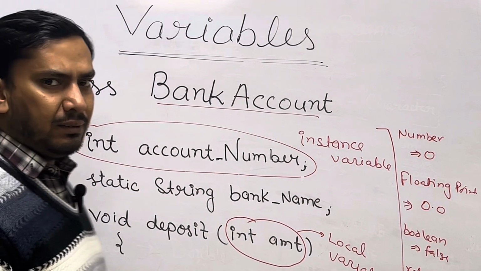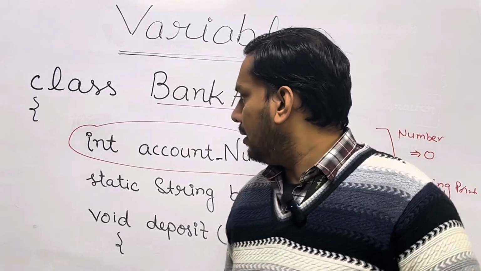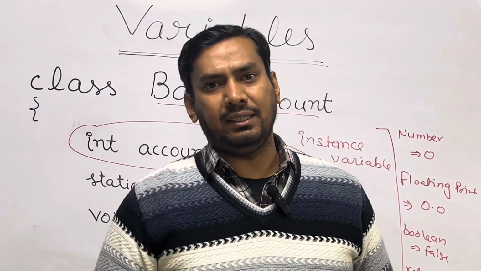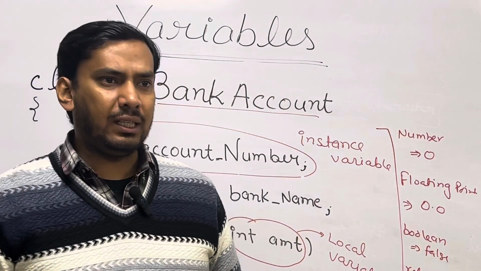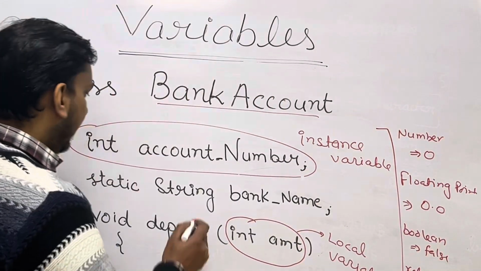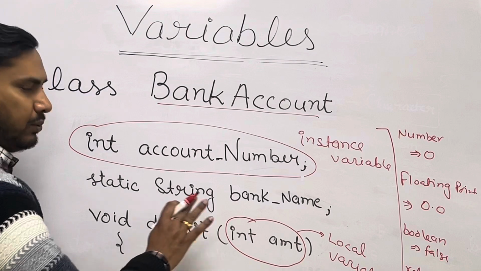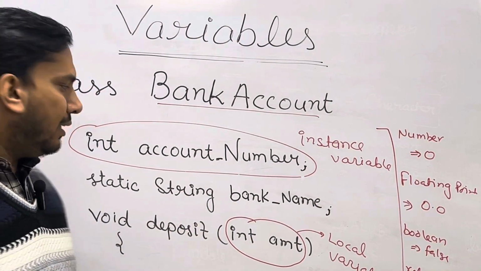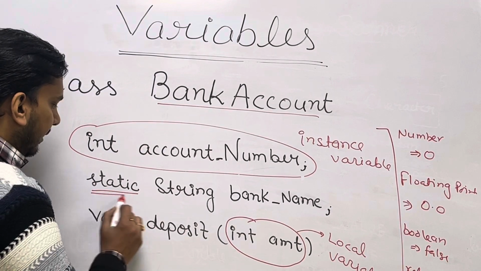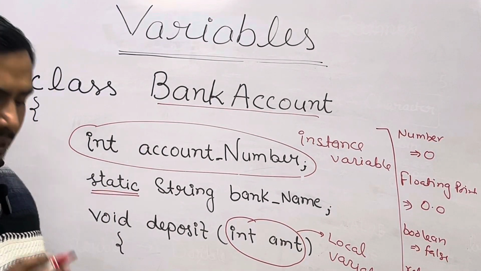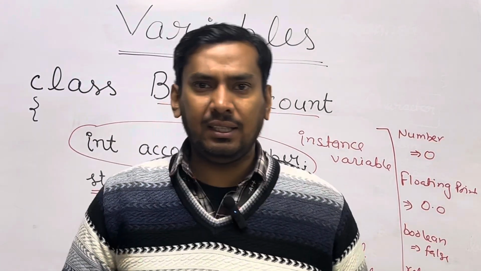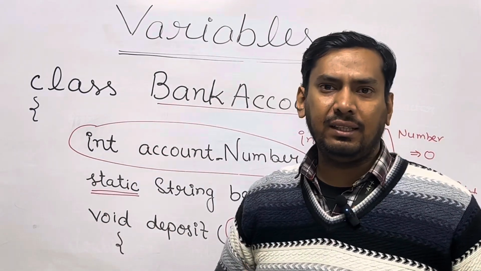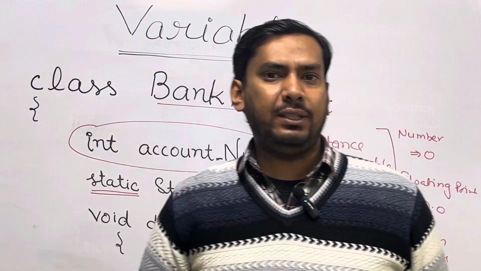Then we have the third type of variable. Third type of variable is called a class variable or static variable. It is similar to the instance variable, meaning they are declared in the body of a class, but they are qualified with the static keyword. If any variable is declared inside the body of a class but qualified with the static keyword, it becomes the property of a class.